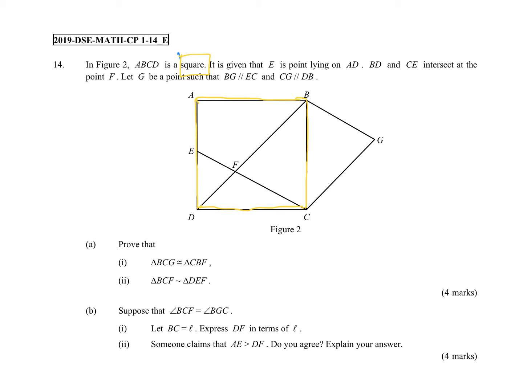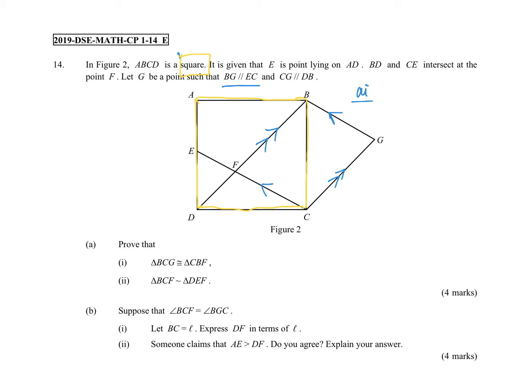So E is a point on AD. F is the intersection point of BD and CE. Let G be a point such that BG is parallel to EC, and then CG is parallel to DB. That means we have a parallelogram here as well. Good. And then part A1.